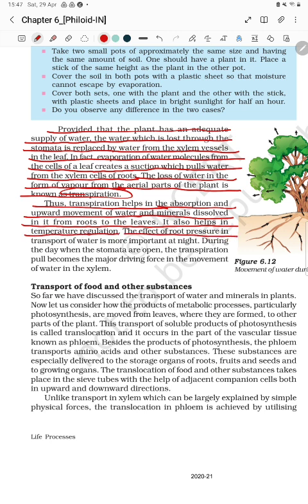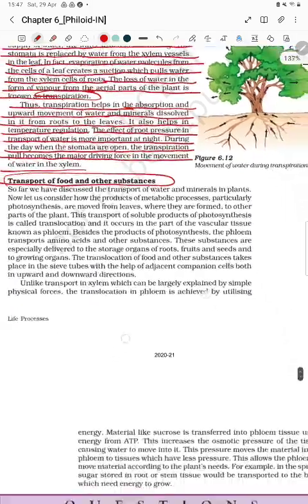The effect of root pressure in the transport of water is more important at night. During the day, when the stomata are open, the transpiration pull becomes the major driving force in the movement of water and so transport of food and other substances.